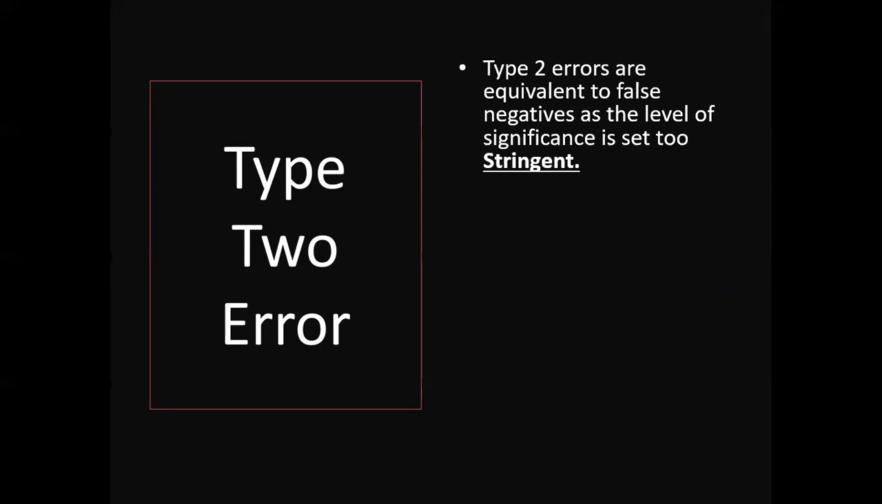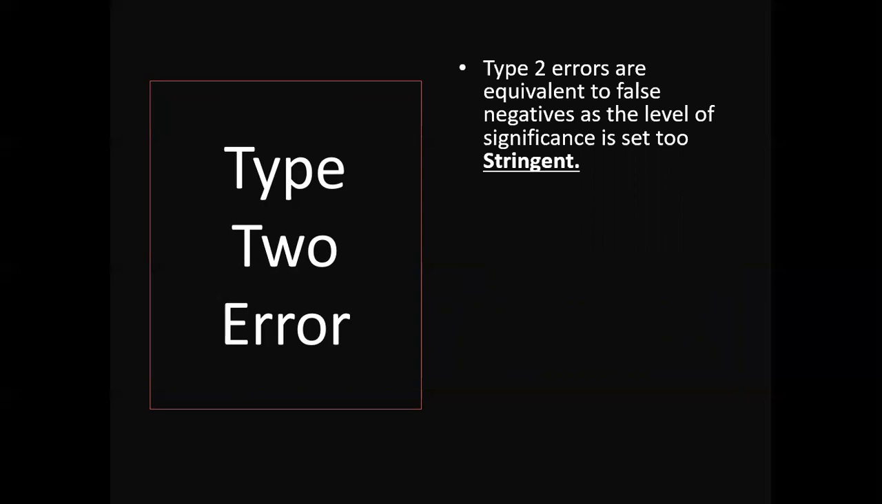A type 2 error comes about, and these are referred to as false negatives. And the reason why we get this false negative is the level of significance is too stringent. That means the level of significance is too tight. We're not giving enough room for error.